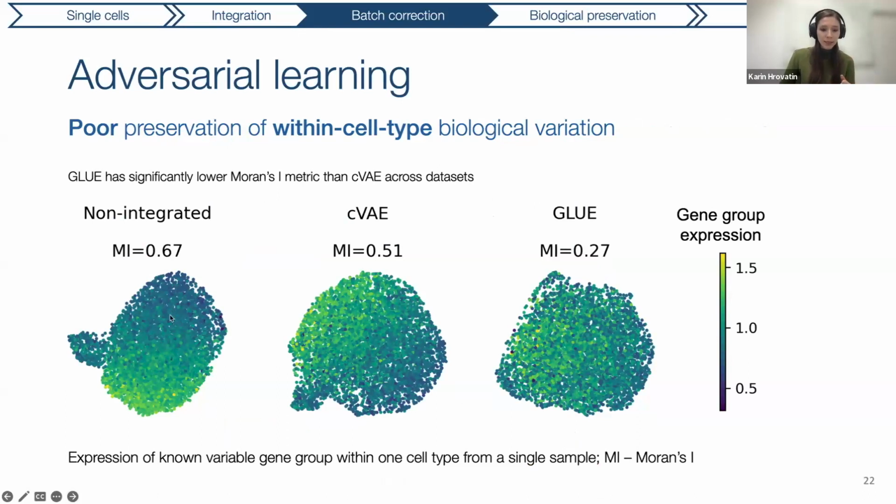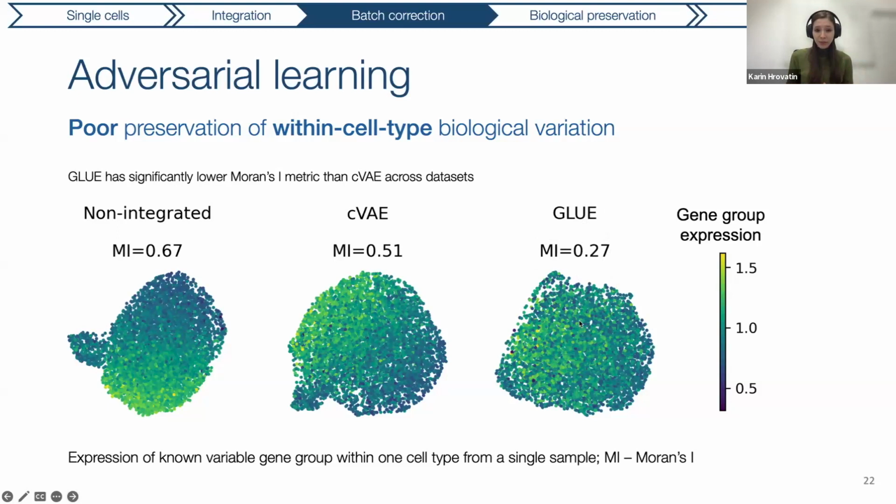So what you see here is a gene program that is known to be variable in this specific cell type. Here is the non-integrated data showing a nice gradient. Then we have a cVAE. Also, you can see that this gradient is more or less preserved. And then we have our adversarial model. Here I'm using GLUE, which is an established model. And you see that these cells are actually mixed together, and also the Moran's I metric that measures spatial covariation is relatively low.